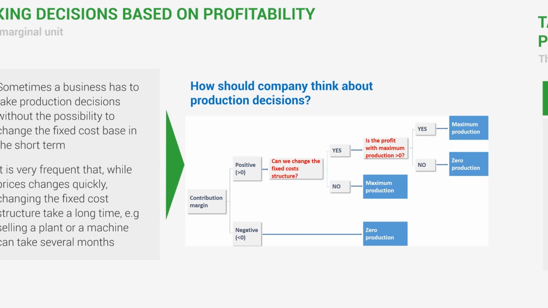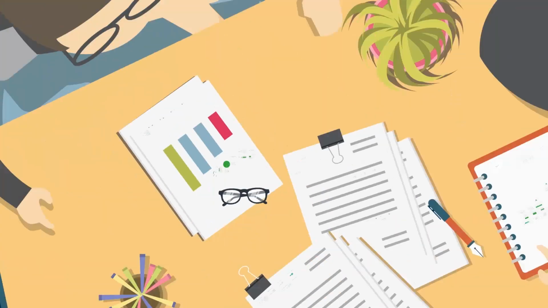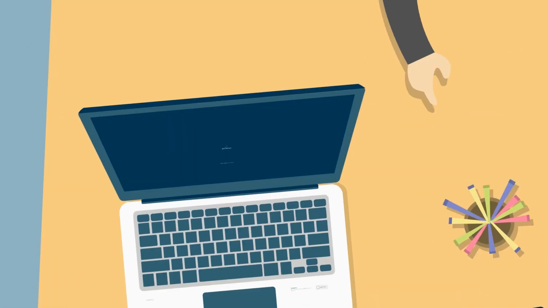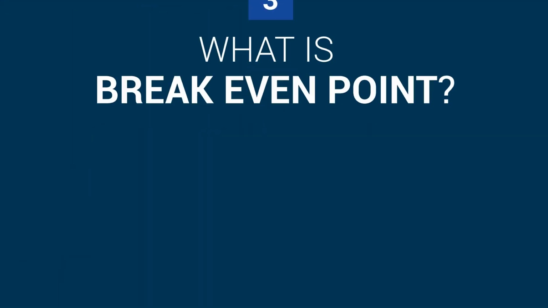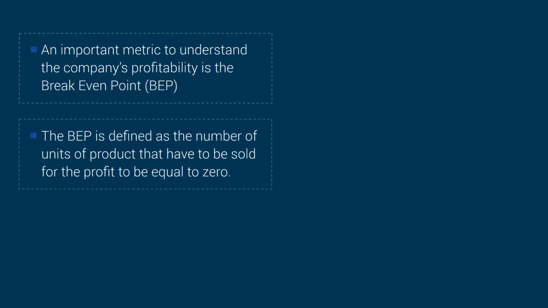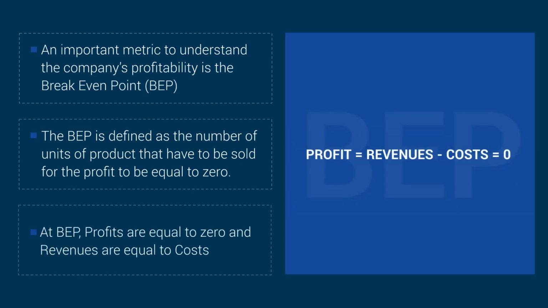We will now introduce a new concept, the break-even point, or BEP. The break-even point is an important metric to apply in understanding a company's profitability. It is defined as the number of units a product will have to be sold for the profit to be equal to zero. At the BEP, profits equal zero and revenue is equal to costs.